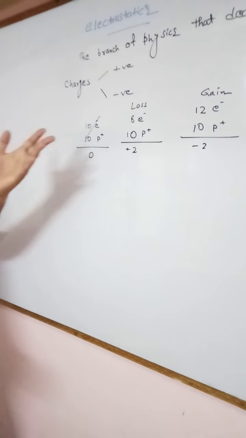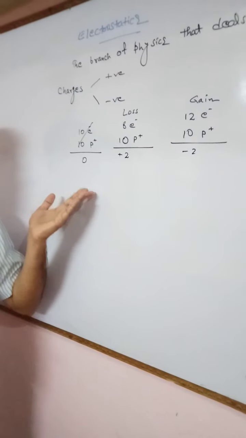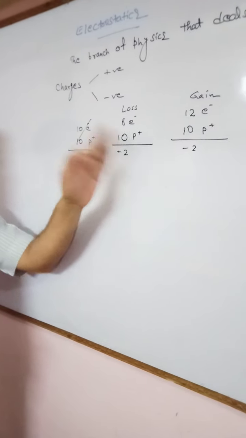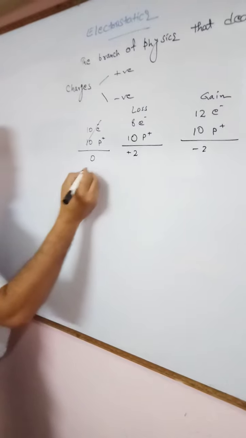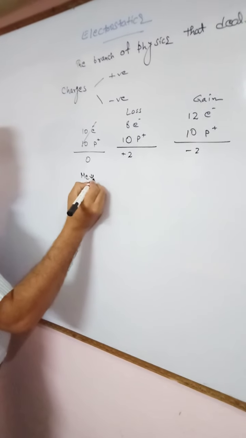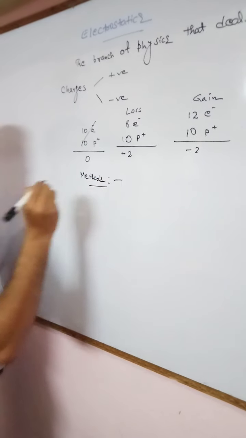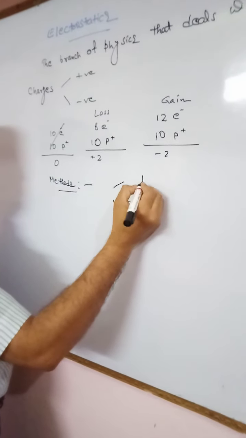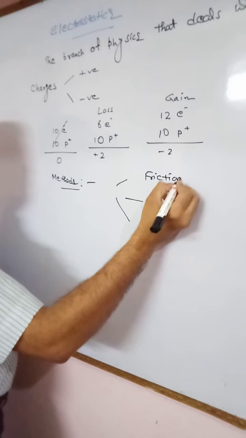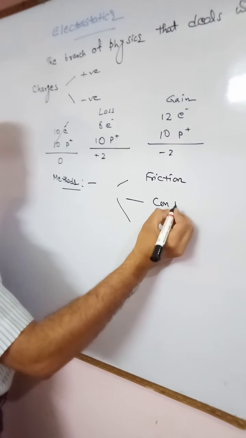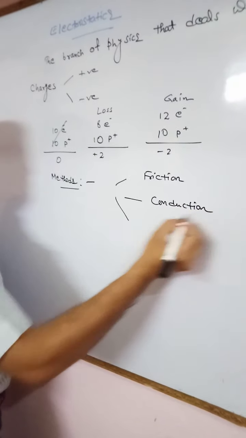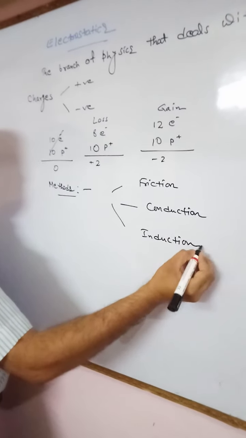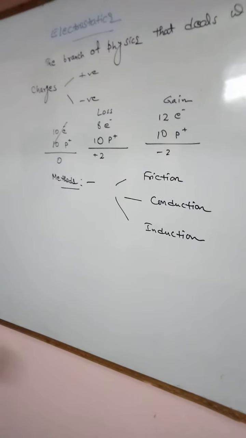So this is a simple phenomenon that we know from our childhood, what charges are and how charges can be created from a neutral body. Let us see the methods. The methods are three over here. One is friction, another is conduction, and the third and last is induction. However, induction is very important.